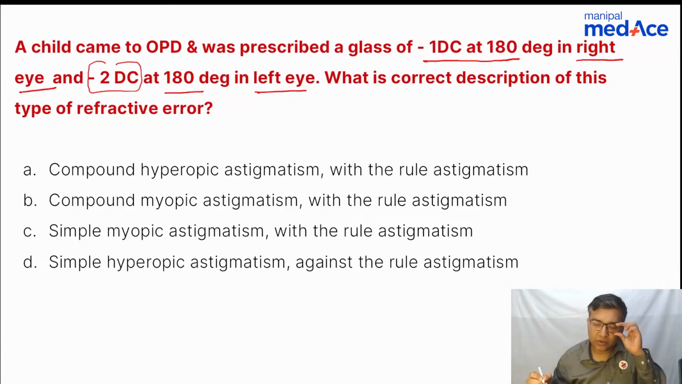So they have asked about the type of astigmatism. Your options are compound hyperopic astigmatism with the rule astigmatism, compound myopic astigmatism with the rule, simple myopic astigmatism with the rule, or simple hyperopic astigmatism with the rule. So how do we basically solve these types of questions?